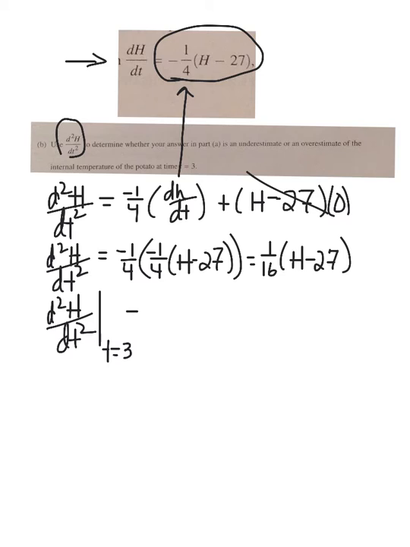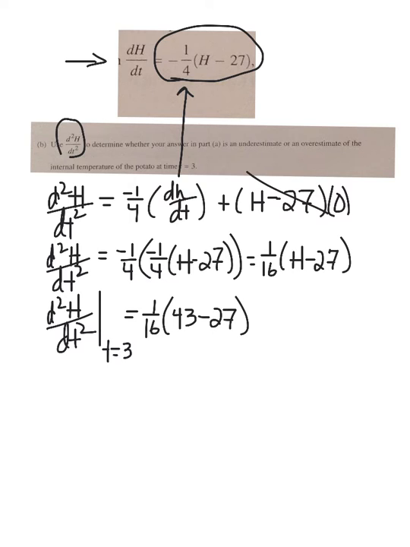So that is going to be equal to 1 over 16. All right, now let's just take a minute here. If t is equal to 3, then what I'm really looking for is h when t is equal to 3. So go back to your answer from part A, and you'll see that your h of 3 was 43 degrees, right? So I'm going to put 43 degrees in here.